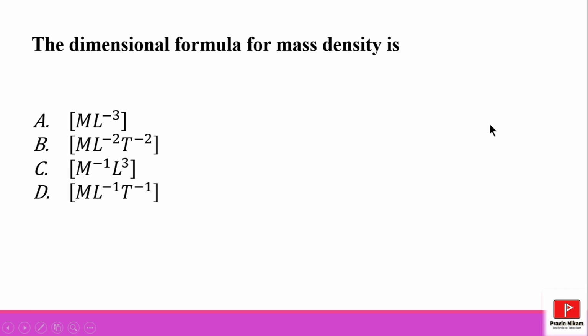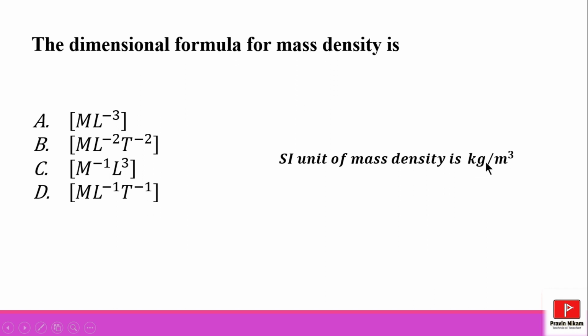So convert your unit into fundamental units. There should not be any derived unit present in your unit. So the unit for mass density, you know the formula for mass density, mass upon volume. The SI unit of mass density is kg per meter cube, and you can see in this unit kg is the unit of mass, which is a fundamental unit. Meter is also a fundamental unit.